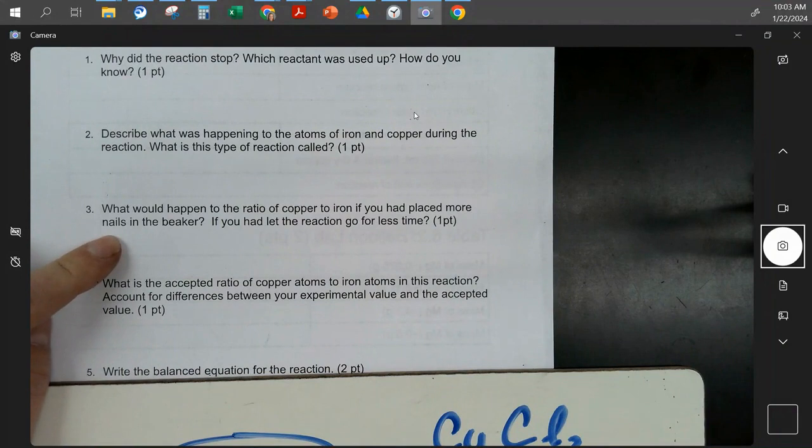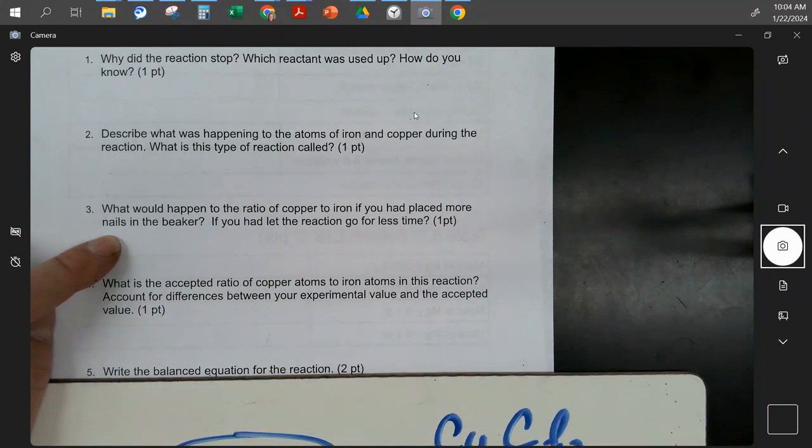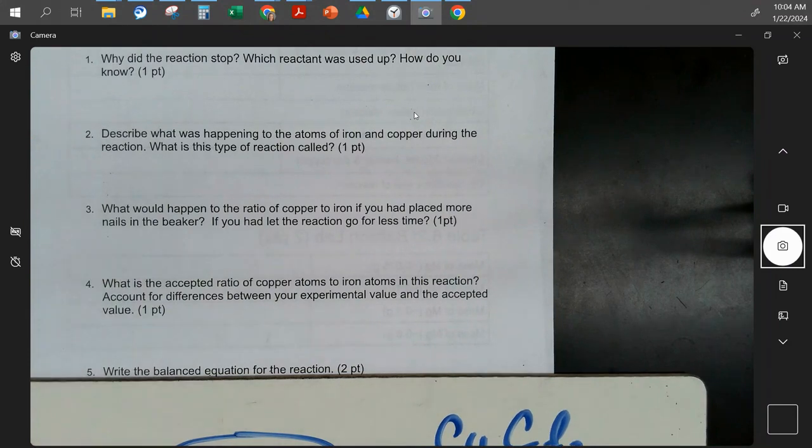What happens to the ratio of copper to iron if you place more nails in the beaker? So would you produce more copper if you had more nails? You wouldn't, because you already have nails left over, right? You would need more copper, right? So our ratio wouldn't change if we use more nails.